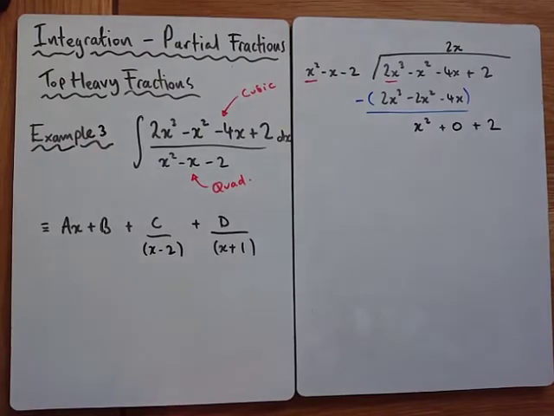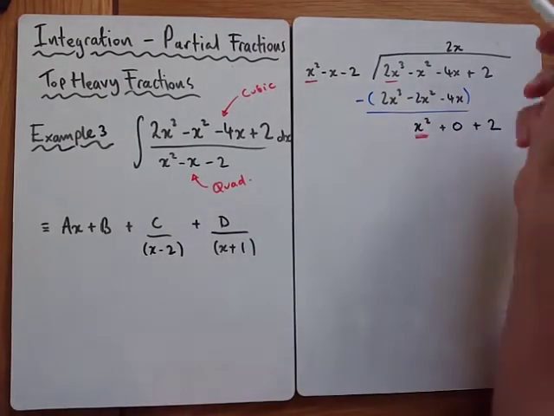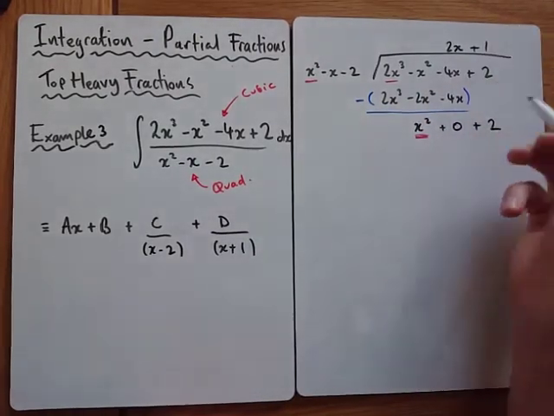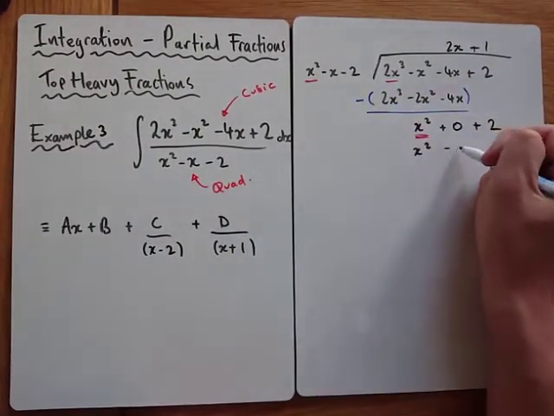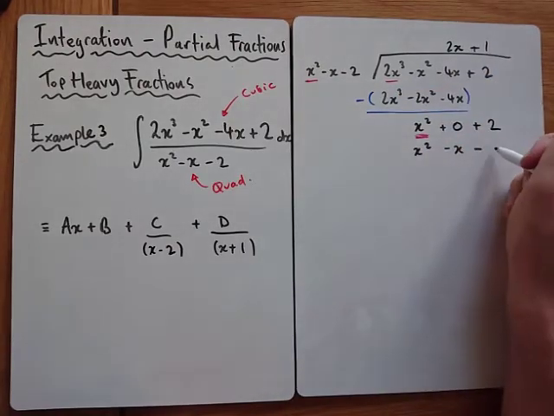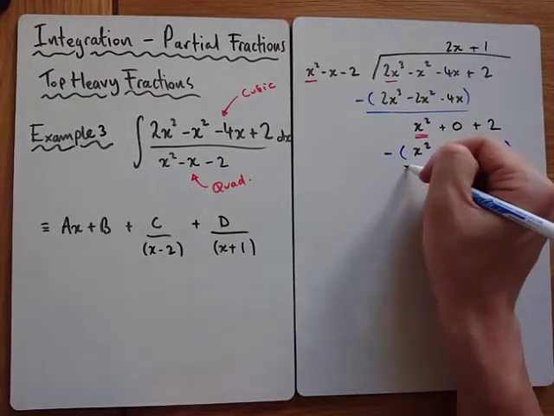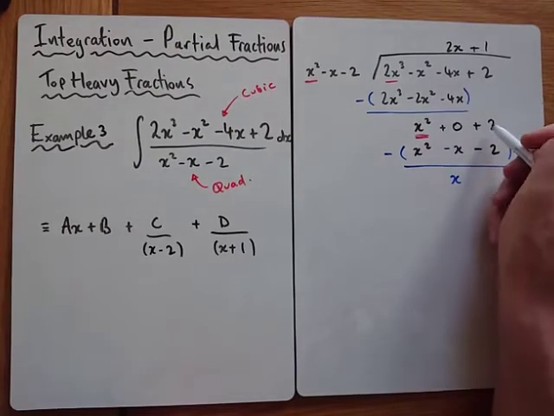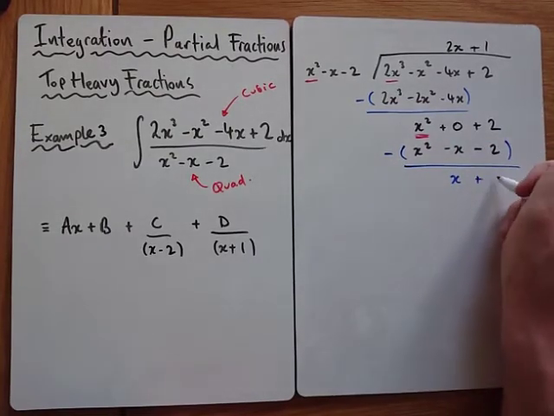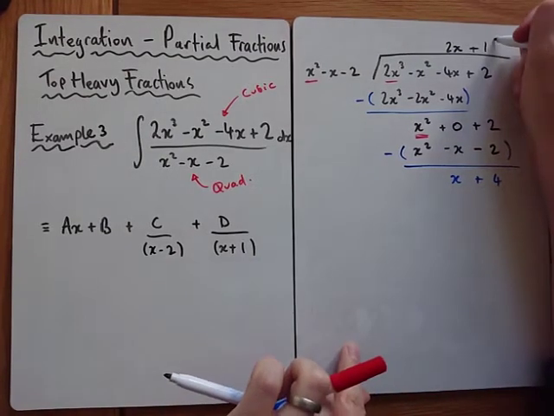Last step, do one more division. x squared divided by x squared would become plus 1. And then multiply, so that would be x squared minus x minus 2. Subtract. They cancel. 0 minus minus, so that's plus x. 2 minus minus, so that's plus 2, so that's plus 4. Okay, so what we've got at the top, that's our quotient.